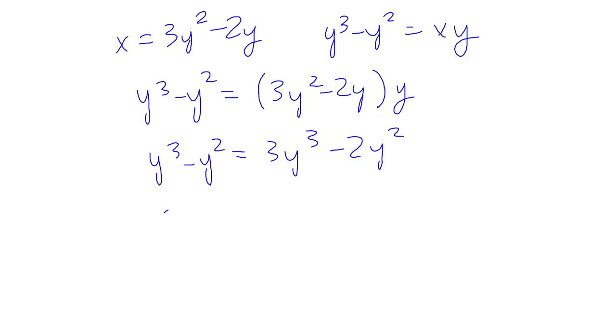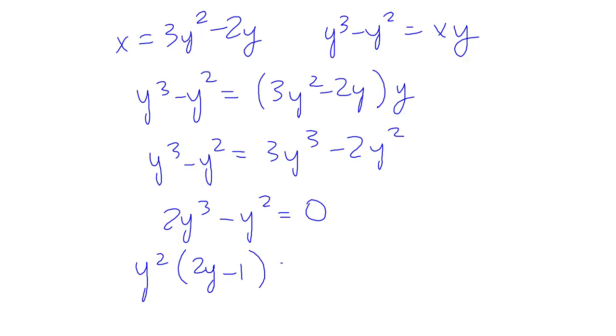So when I subtract the y cubed, that'll be 2y cubed. And when I add the y squared, that'll just be a minus y squared. And then we'll solve this: y squared times (2y minus 1) equals 0. That gives us y equals 0 and y equals 1/2. So now we'll deal with each of those separately.